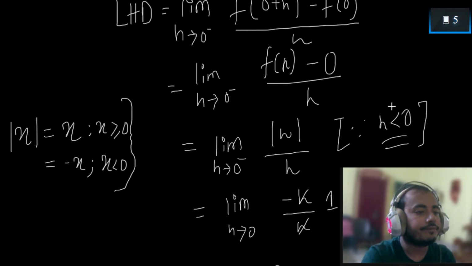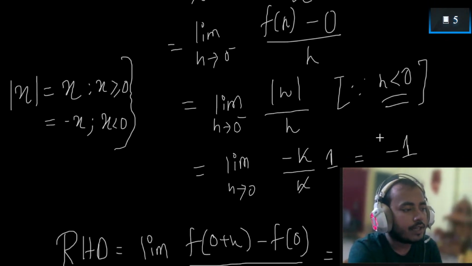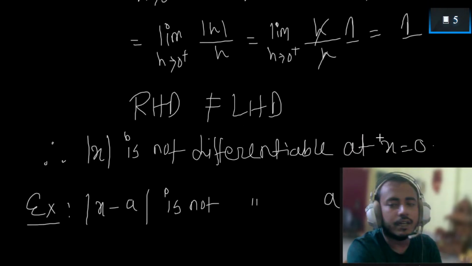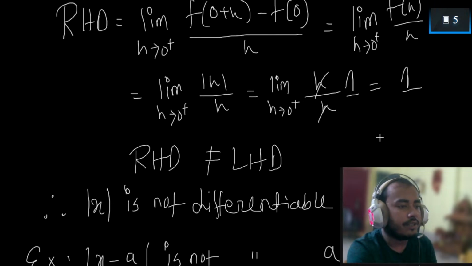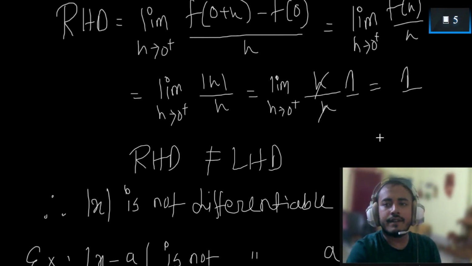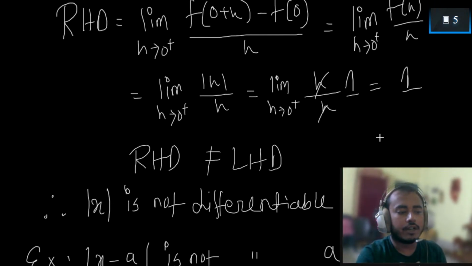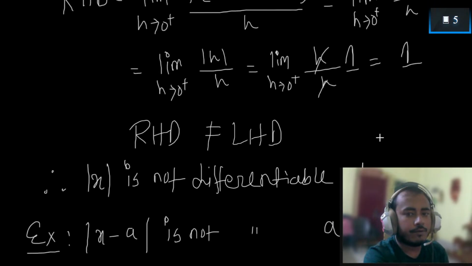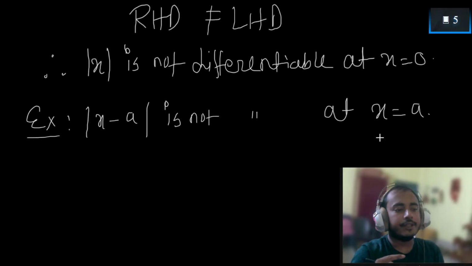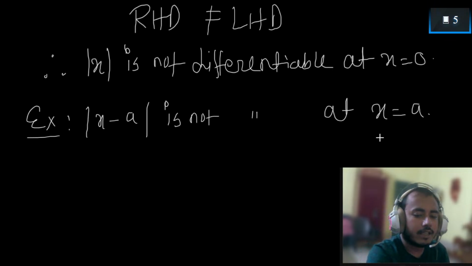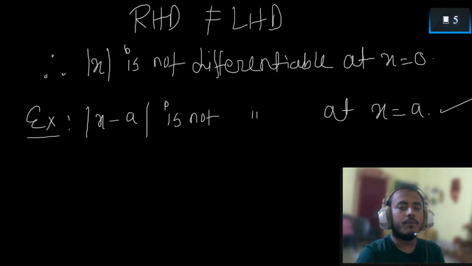Okay, so this is the LHD and this is the RHD, and then we concluded that LHD and RHD are not equal. The right hand derivative and the left hand derivative were not equal. Thus, mod x is not differentiable at x equals to 0. And the exercise that I want you to do is this: mod of x minus a is not differentiable at x equals to a. This is what you should try, and this is a fact. You should remember this.